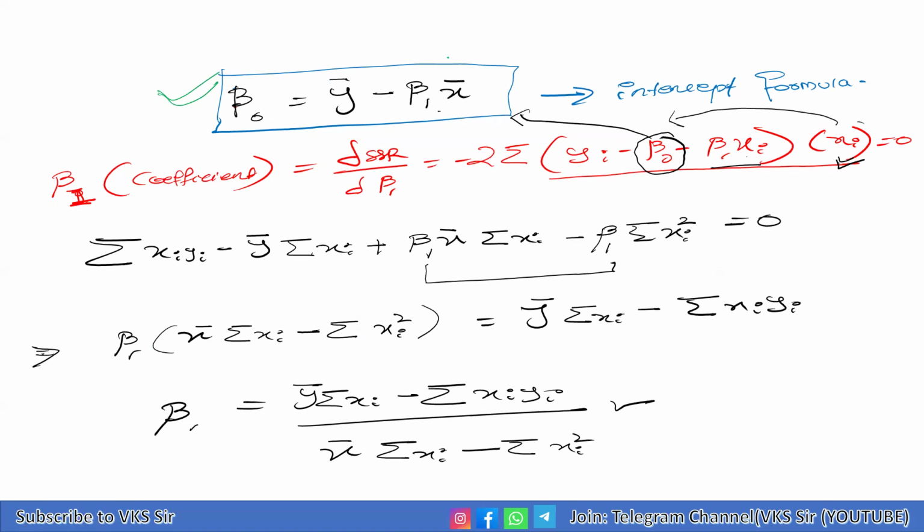Hopefully you are clear on how exactly we get this formula.